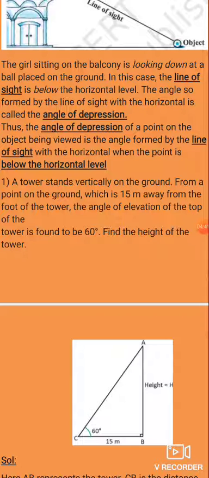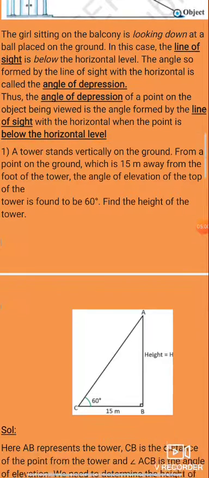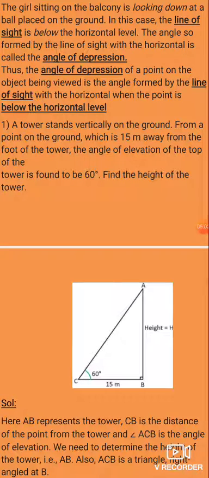Here we need to find out what? The height of the tower. We can take it as H. Now, the angle of elevation is given as 60 degrees, and what is BC, the distance? It is given as 15 meters. Now, to find out the height of the tower, that is AB.